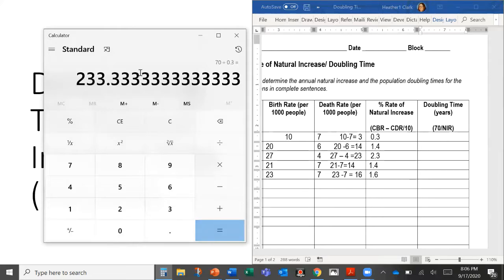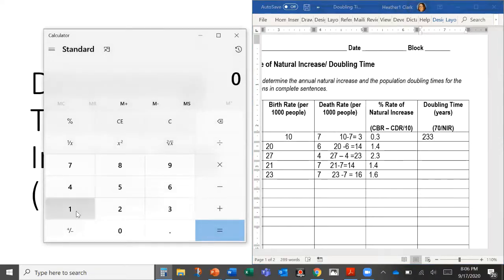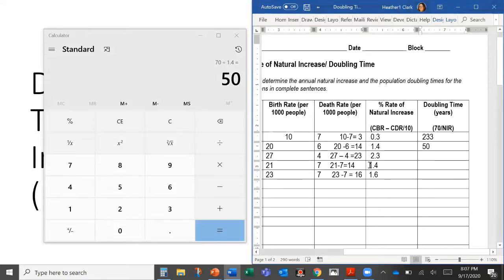So we have here that it's going to take 233 years for China to double. So we're going to put 233 here. Then we're going to clear that out, and we're going to do 70 divided by 1.4 and see what that equals. It's 50. So it's going to take 50 years for this country to double. And because this one right here is the same, we can just put 50 here. So they're both going to be 50.